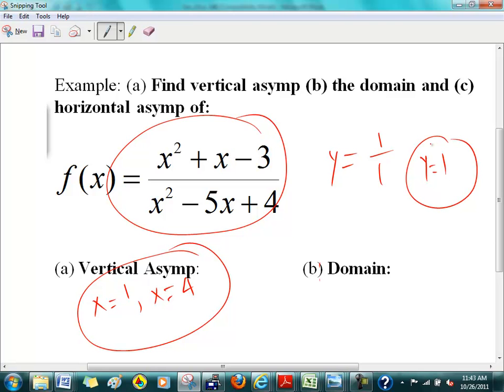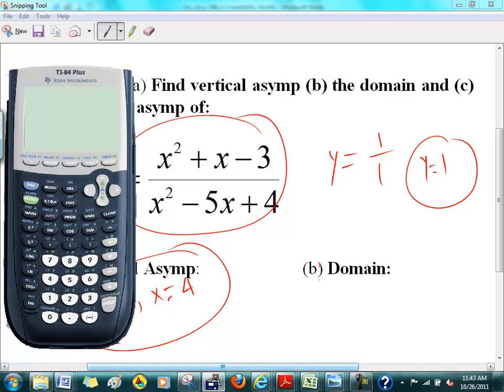Guys, can you see the horizontal asymptote? You may show it up there? That'd be good.